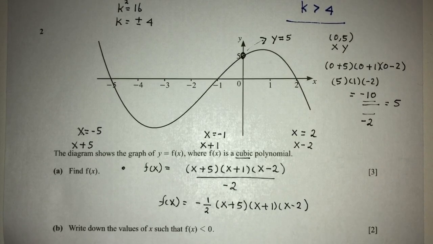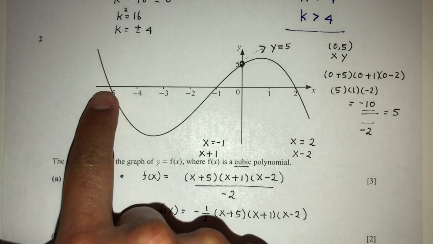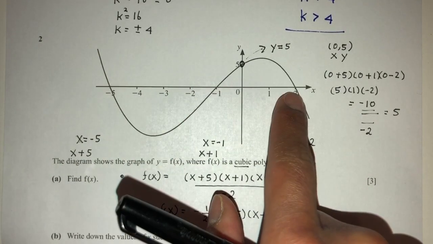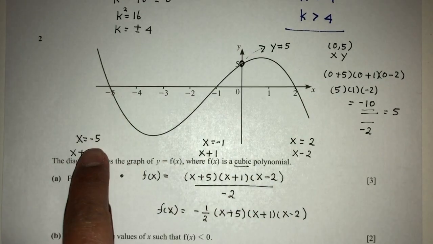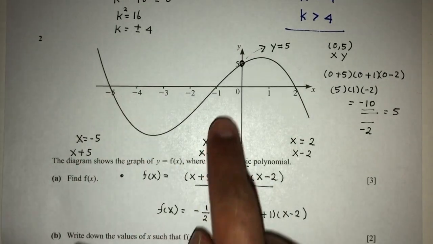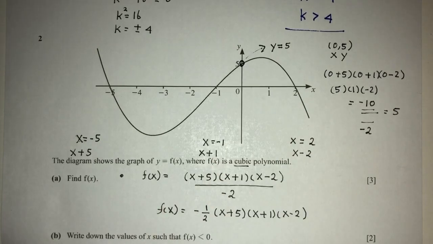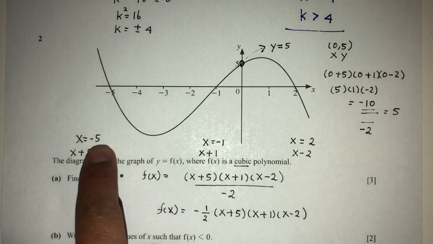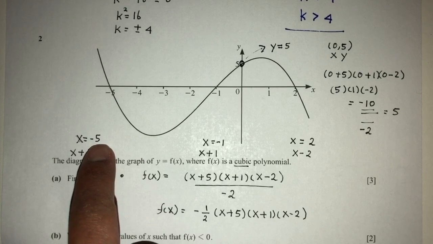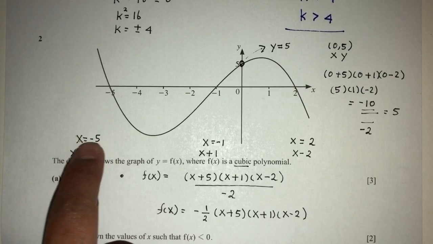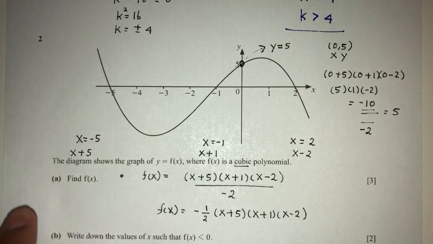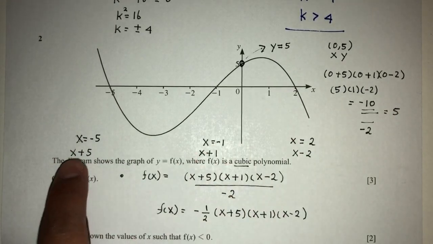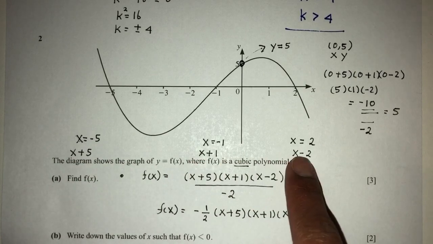So just to recap, the first thing we do is look at where the curve cuts my x-axis. I can see here, here, and here. So I can write down my solutions: x equal to minus 5, minus 1, and 2. That's the first step. Now, from the solutions, I can find the factors. I can send this to the left, so x minus 5 becomes plus 5 when you send it to the left. Same thing here, and same thing here. So these are the factors of my equation.